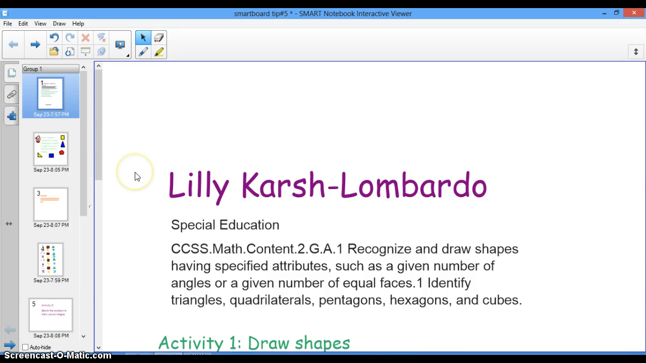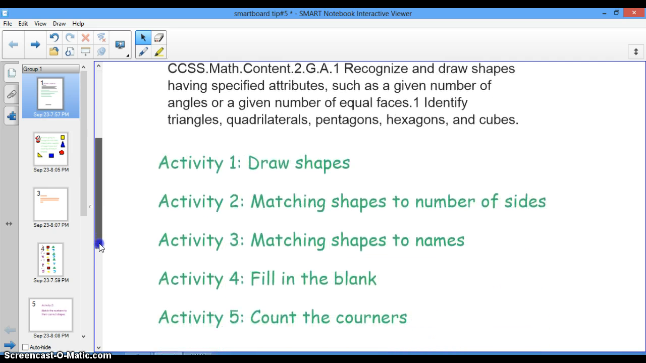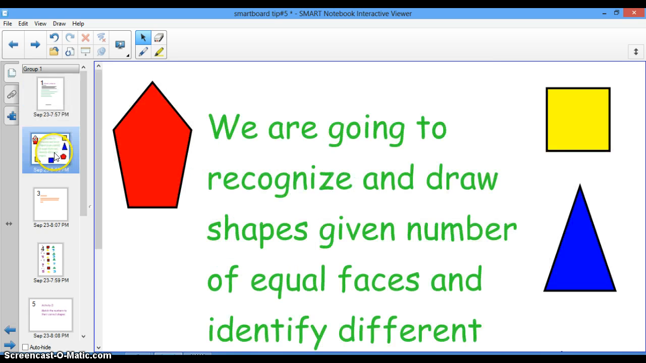Hello, today we are going to do a lesson in special education with math, and the standard is recognizing and drawing shapes that have specified attributes such as given number of angles or given number of equal faces. We're going to identify triangles, quadrilaterals, pentagons, and hexagons and cubes, but today we're just going to be working with triangles, squares, and pentagons, and these are the 5 activities we will do.